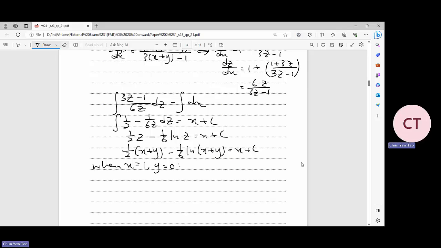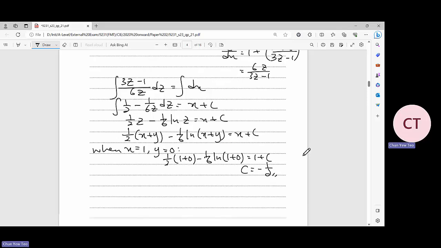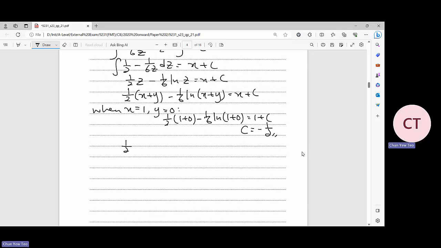So to find the c, according to the information that we have, half of 1 plus 0 minus 1 over 6 ln of 1 plus 0 is equal to 1 plus c. So the c is a negative half. Okay. So c is a negative half, replace it back. Then I get this: 1 over 6 ln of x plus y equal to x minus half.